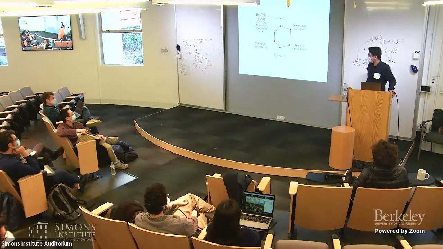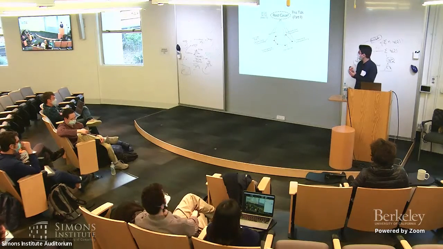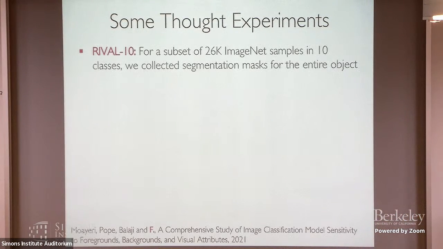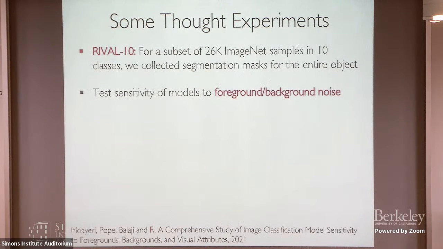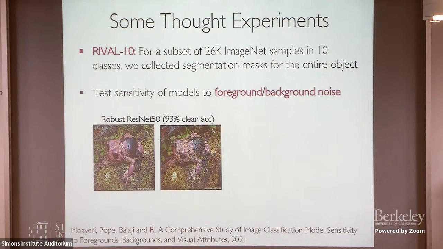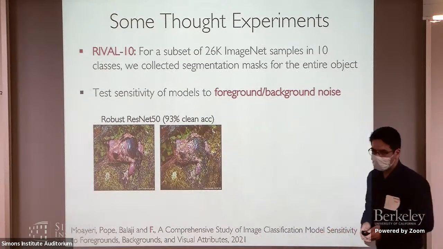Okay, so the second part is basically we want to understand potential root causes of these issues. So we start with some thought experiments. For a subset of ImageNet samples, we collected segmentation masks for the entire object to test the sensitivity of the models to backgrounds versus foregrounds. And we observe some really strange behaviors. For example, we take a robust ResNet 50 model. It has a very good clean accuracy. Now we add noise to the background in this case, and noise to the foreground in the other case.